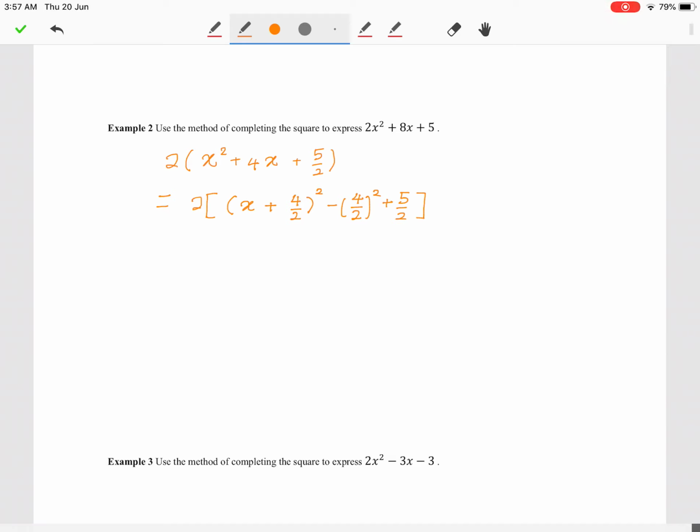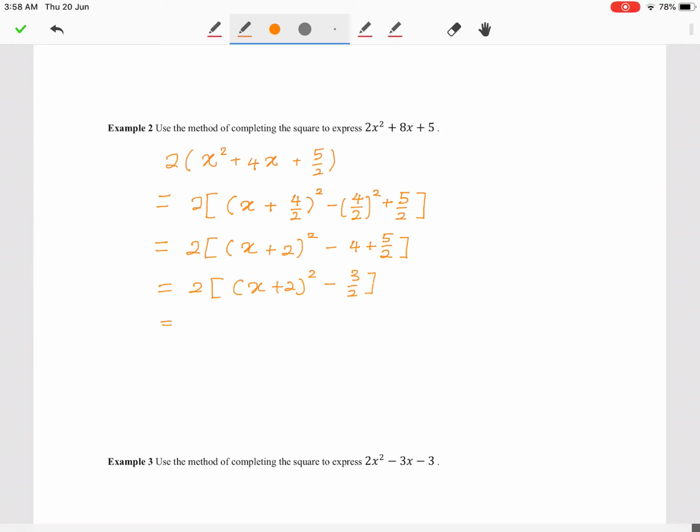So remember, when you open a bracket, you put x plus b over 2, then you square the whole bracket, then minus b over 2 squared, plus 5 over 2. If you do that, we try to simplify the last two terms. We're going to have x plus 2 squared minus 4 plus 5 over 2, which is minus 3 over 2, sorry. So now you have 2, x plus 2 squared, then negative 3 over 2.